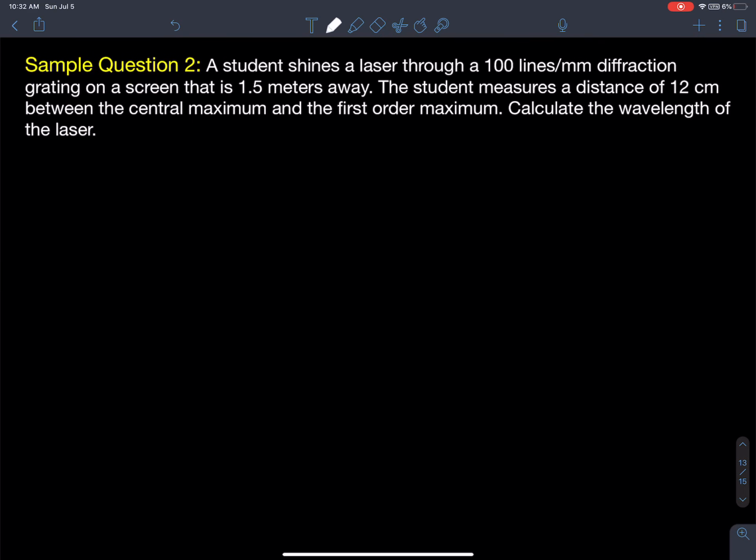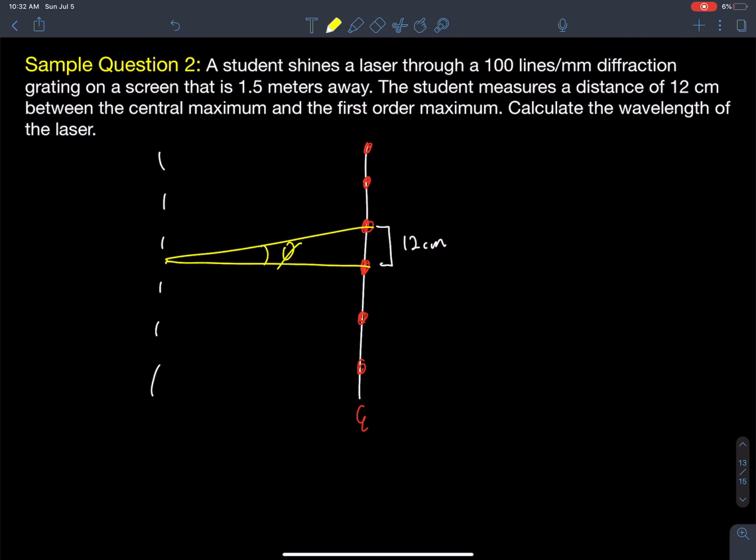The second problem: a student shines a laser through a 100 lines per millimeter diffraction grating on a screen that is 1.5 meters away. The student measures a distance of 12 centimeters between the central maxima and the first order maxima. Calculate the wavelength of the laser. Again, here's my diffraction grating, here's my screen, and that middle one is my central max. What it said is that the distance between them is 12 centimeters. So it wants us to calculate the wavelength of the laser.